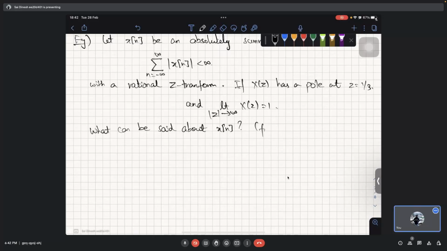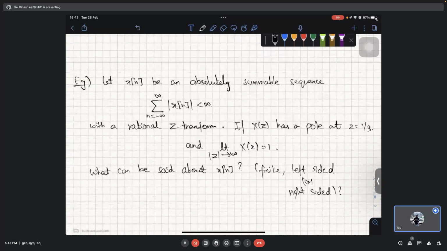So talk about finite. Is it finite, and is it left sided or right sided? Okay, so yes, here we go. We need to use all the information that we have. There is one piece of information where the pole is at z equal to 1 by 3, and then we know that it is absolutely summable, right?